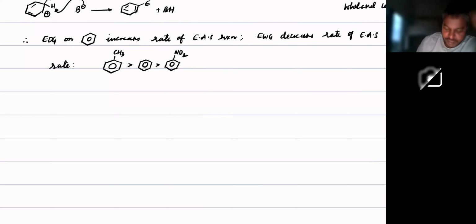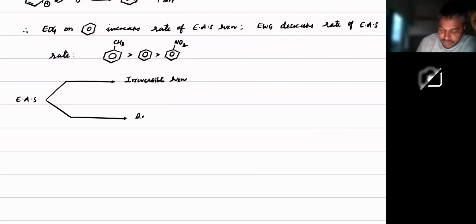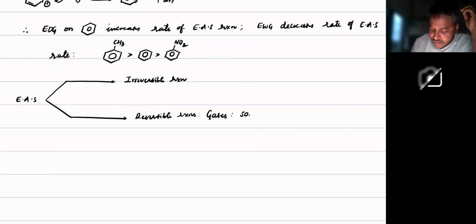Right. See, usually if electrophilic aromatic substitution is concerned, I can say there could be some irreversible reactions, or there could be reversible reactions. Reversible reactions are usually observed when you have gases like SO3, CO2, and N2. So these gases, when they start having high concentration, the reverse can always occur. Clear?